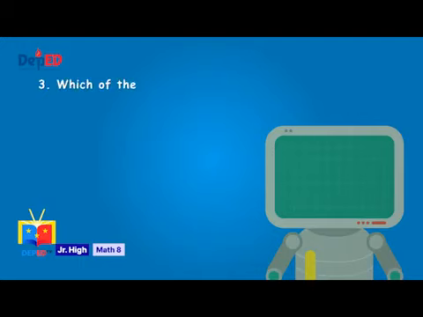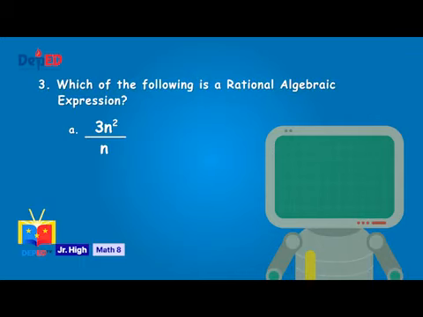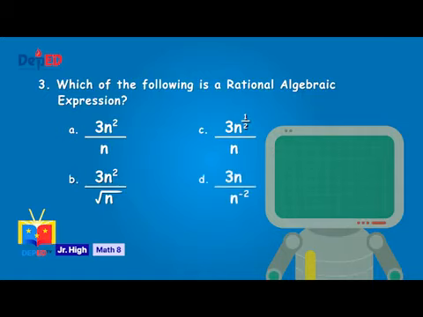Number 3. Which of the following is a rational algebraic expression? Is it A, 3n squared over n, B, 3n over the square root of n, C, 3n raised to 1/2 over n, or D, 3n over n raised to -2? The correct answer is letter A, 3n squared over n.